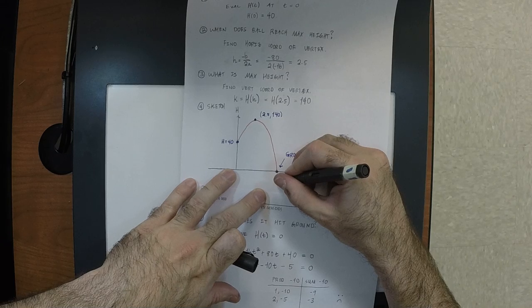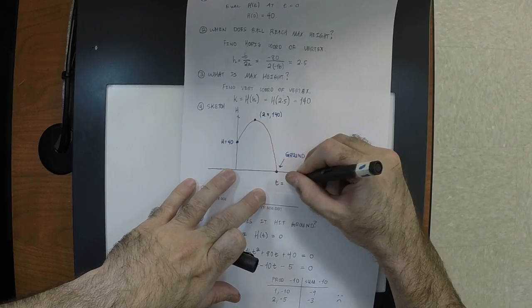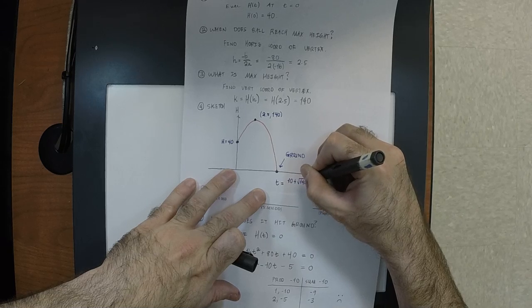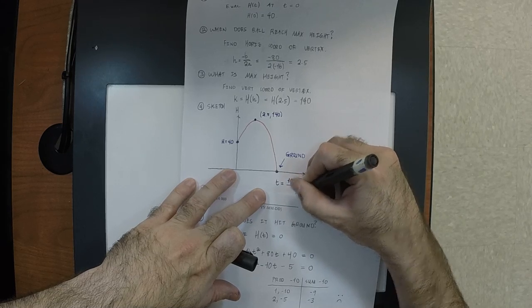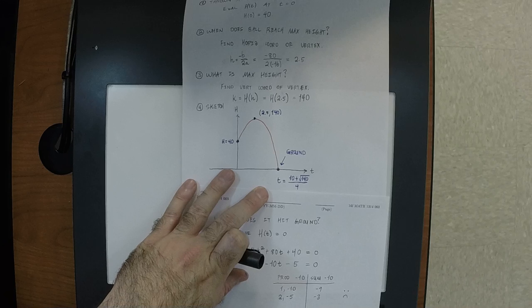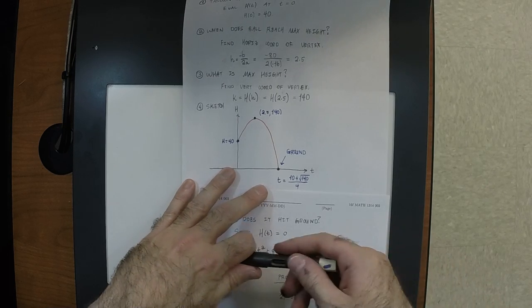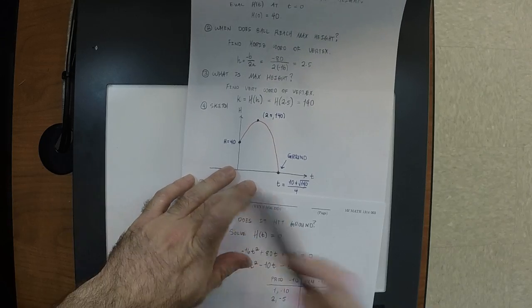Right, this is time, t is equal to 10 plus square root 140 over 4. But I have a question for you. Where is 10 minus the square root of 140 over 4? On the other side of the line. Right.